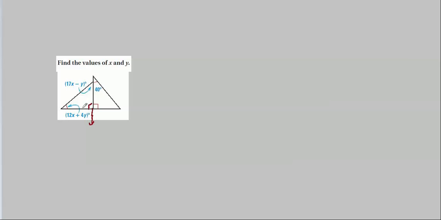Or we could say that this is a straight angle, therefore these two form a linear pair. They add up to 180. But this one, we know, is 90 degrees. This one must be 90 degrees also. There's at least two different ways we can know that this is 90. There might even be a third one. What else do we know?